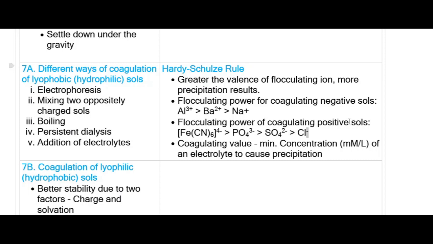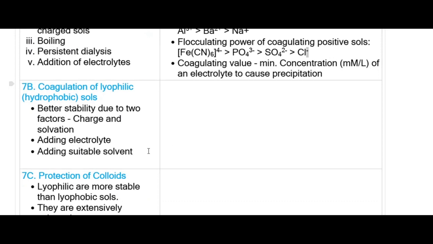Okay, so how does this coagulation result? By bringing the colloidal particles together. Thereby it becomes a precipitate. Okay, so the next one is coagulation of lyophilic sols. When I say lyophilic, it is water loving, hydrophilic, is it not? Such sols generally have better stability due to two important factors: charge and solvation, and they too can be coagulated by adding electrolyte and by adding a suitable solvent.